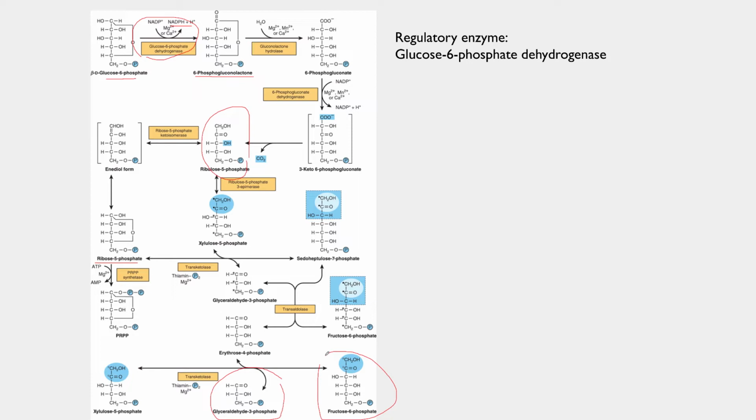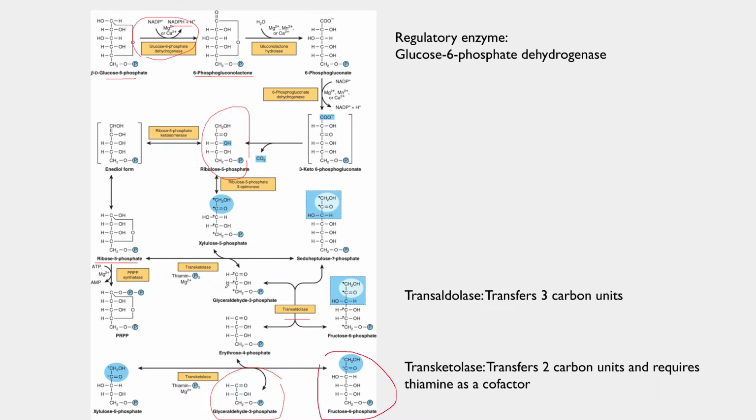Again, the key take-homes from the non-oxidative phase of this pathway are the enzyme transaldolase, which transfers 3 carbon units, and transketolase, which transfers 2 carbon units. This enzyme also requires thiamine pyrophosphate as a cofactor. The final piece I want to draw your attention to in this figure is the reaction catalyzed here by PRPP synthetase. We'll look at this reaction when we address nucleotide synthesis, but this reaction converting ribose 5-phosphate to phosphoribosyl pyrophosphate will be our starting point for nucleotide synthesis.